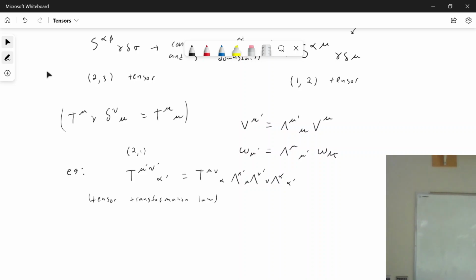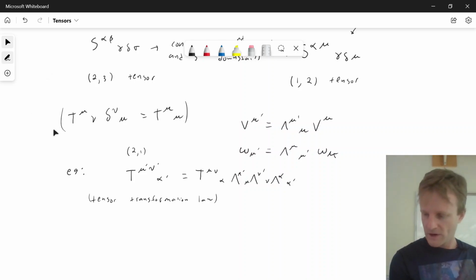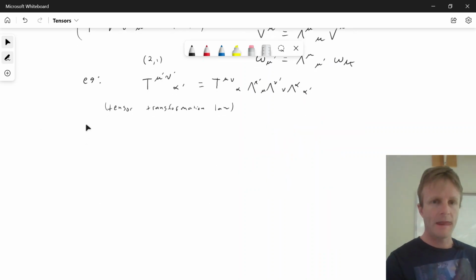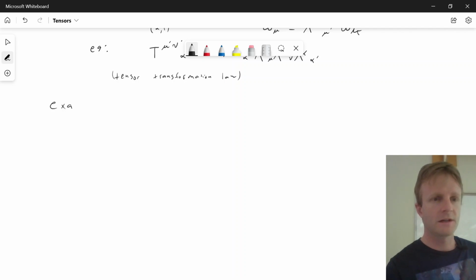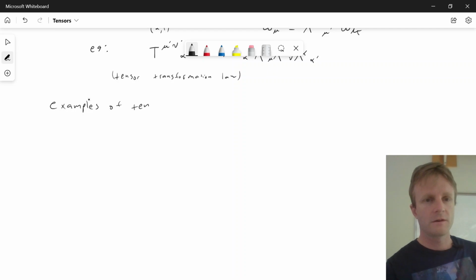All right. So there's a very important tensor. Let's do some examples. We've already talked about how vectors and one-forms are tensors.